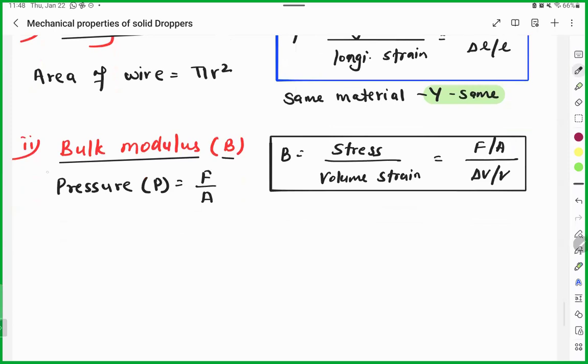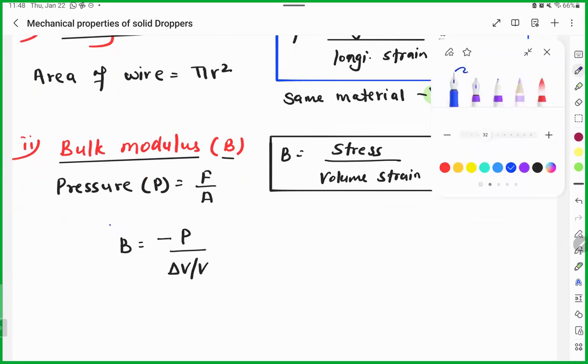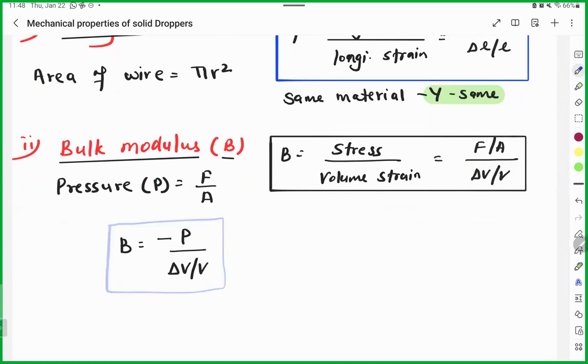So when you write this same bulk modulus, it will be P divided by change in volume by volume, and there you will have a minus sign. Who will tell me? Chandana, why do we have a minus sign here? Very important. Why? Mostly you see this was liquid, because a liquid can compress easily. Chandana, why do you have a negative sign here?